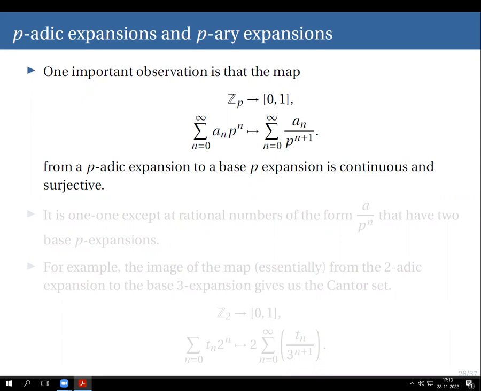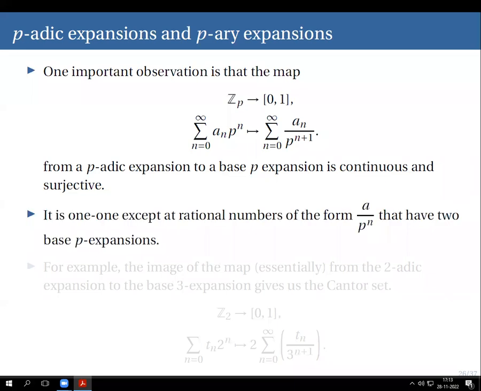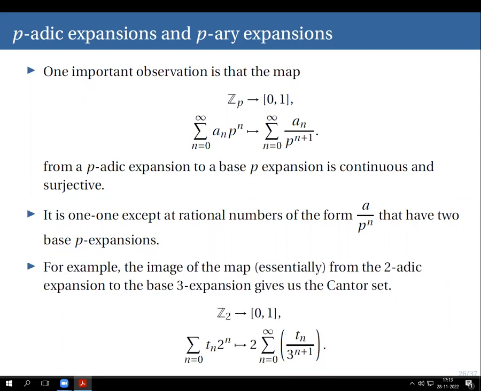The opposite map is not that good. Every p-adic integer has a unique p-adic expansion, but that's not true for base p expansions. Rational numbers of the form a over p^n have two base p expansions, for example ending in p minus 1, p minus 1, p minus 1, and so on. In general, you don't have to go from p to p. If you go from the two-adic expansion to a base 3 expansion, and you factor out the 2, the image gives you the Cantor set.